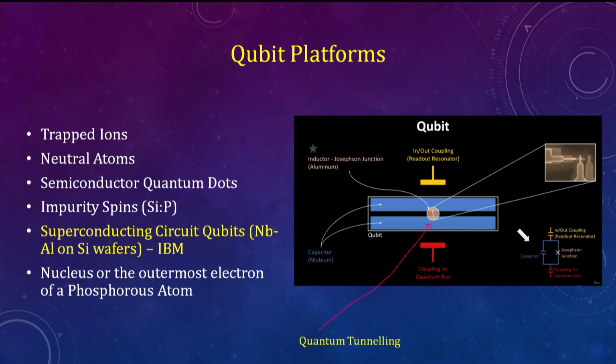A qubit, as I told you earlier, is designed by different techniques: trapped ions, neutral atoms, but IBM uses what is called superconducting circuit qubits, based on niobium, aluminum and silicon wafers.